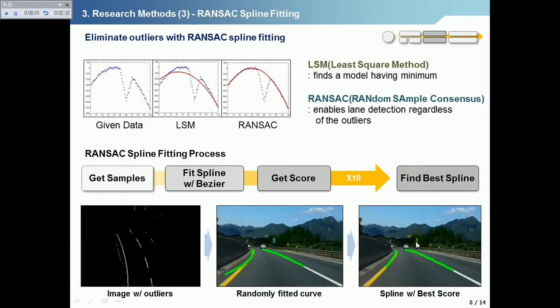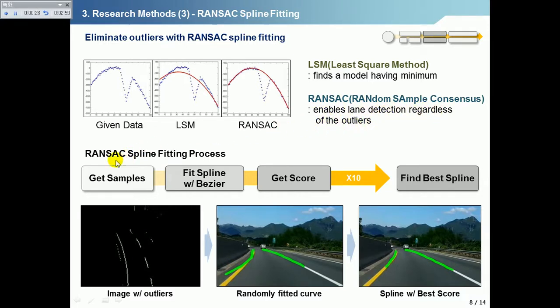Next, we fit a curve to the thresholded image. Even though most pixel values are assumed to be those of lanes, there are always outliers, which are non-lane information. Therefore, we use RANSAC spline fitting instead of the least squares method in order to reduce the effect of outliers.